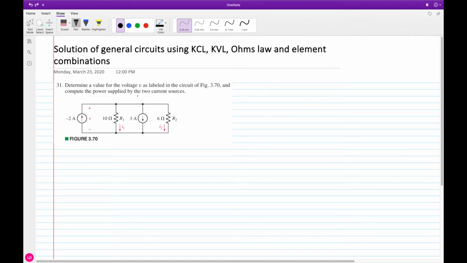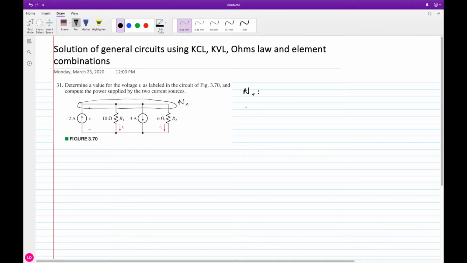This problem asks for the voltage V, which is labeled here, and for the power supplied by these two elements, which are of course current sources. So I'm going to apply Kirchhoff current law on this node right here, which I'm going to label N1 for the sake of rigor, I guess.